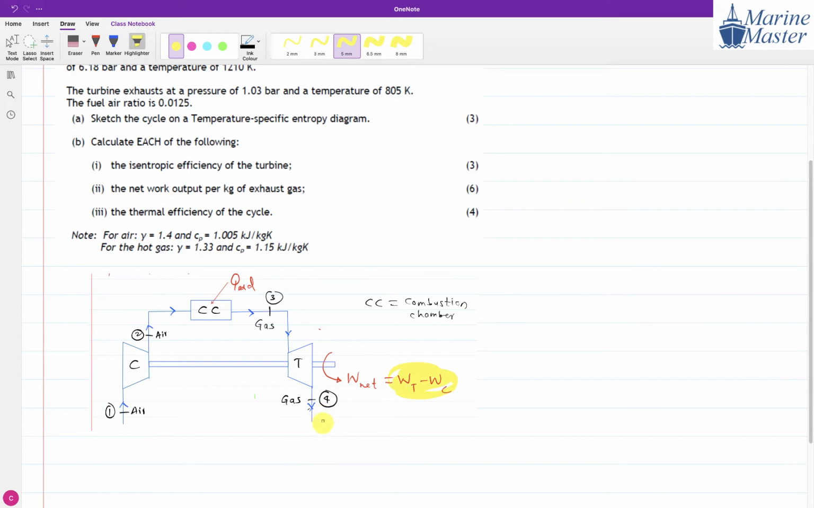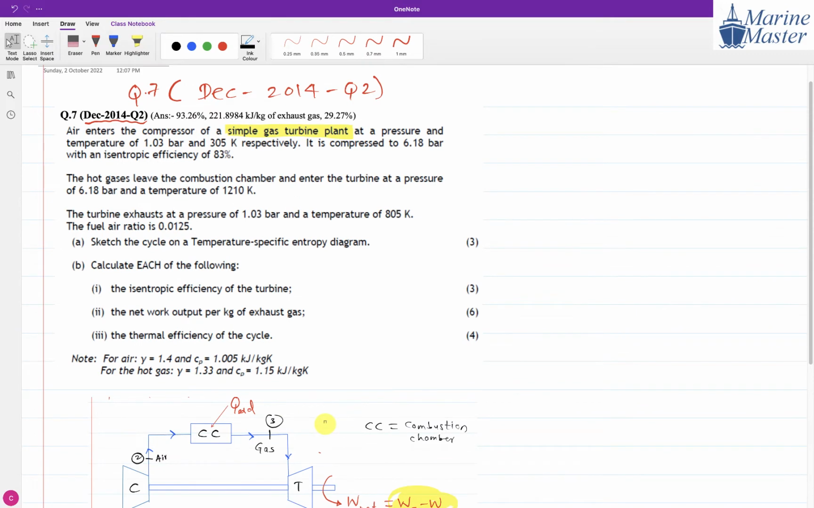Now I'm going to read the question carefully. What are they asking in part A? Sketch the cycle on a T-S diagram. So our target of part A is to sketch the cycle on a T-S diagram. We will draw part A also, but before that, we will read the given things.